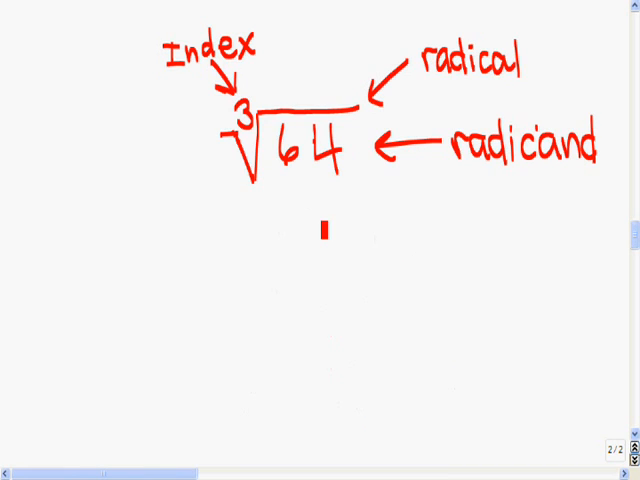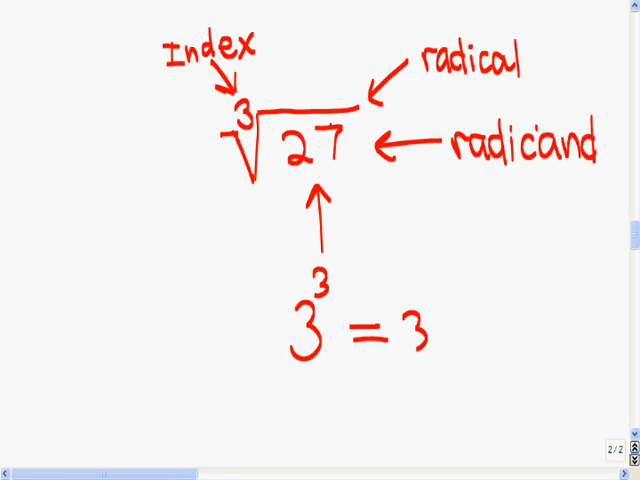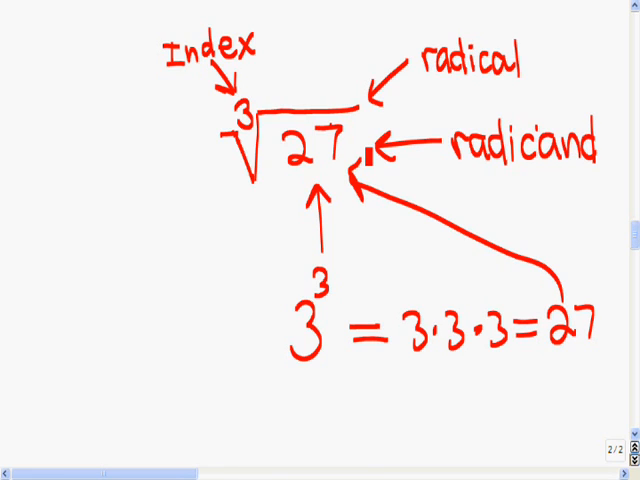Radical expressions are basically the opposite of exponential equations. With exponents, we start off with the base of 3, and we end up with what would here be the radicand. Let me change this to 27. So we start off with the base of 3 and exponent 3, and we multiply 3 times 3 times 3 equals 27. So we get our radicand.